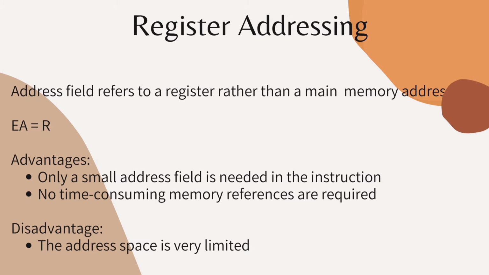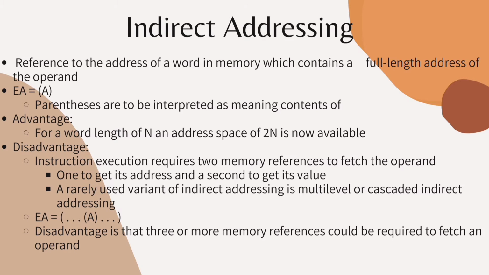Register addressing: the address field refers to a register rather than a main memory address. EA equals R. Advantages: only a small address field is needed in the instructions. No time-consuming memory references are required. And the disadvantage is the address space is very limited.